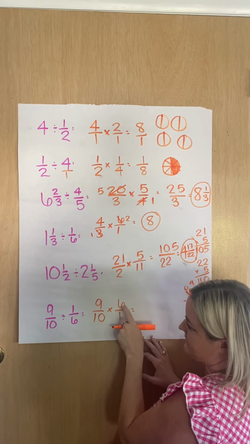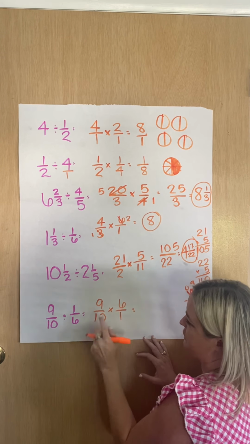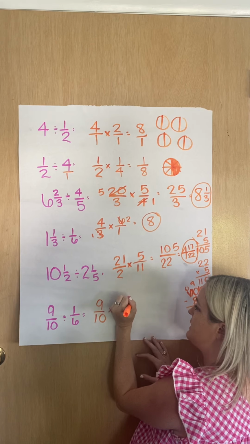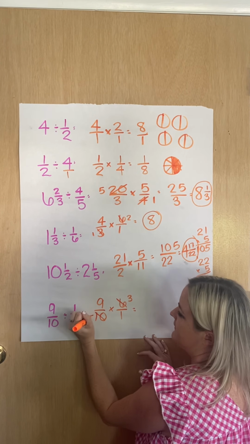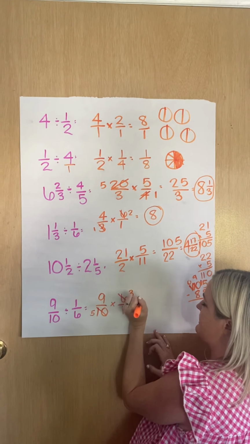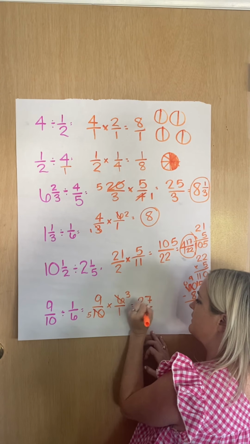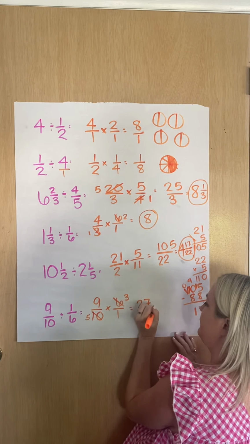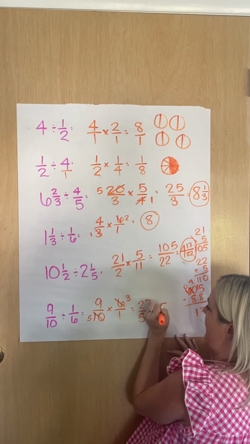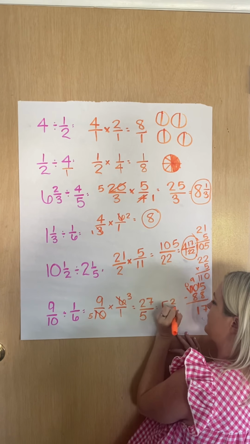I can, because 6 and 10 share the factor of 2. 2 goes into 6 3 times, and 2 goes into 10 5 times. 9 times 3 is 27. 5 times 1 is 5. 5 goes into 27 5 times with 2 left over, 5 2/5.